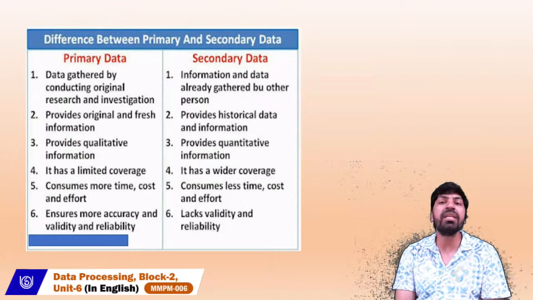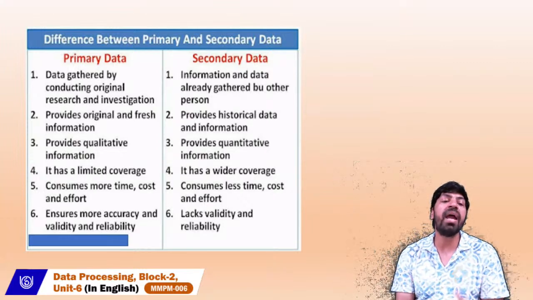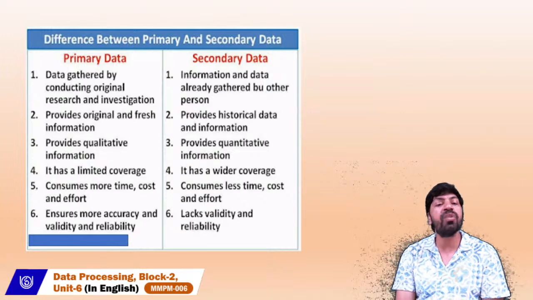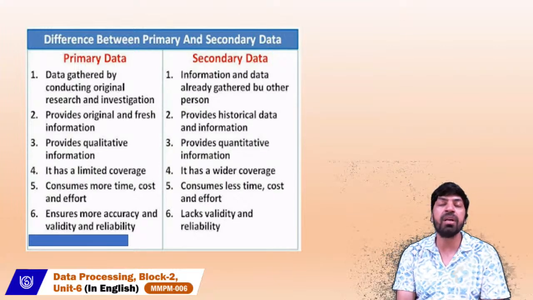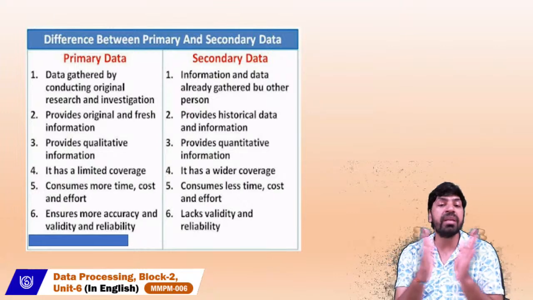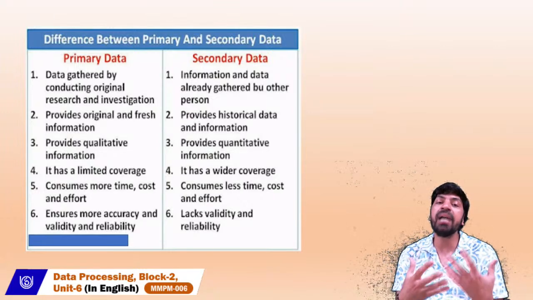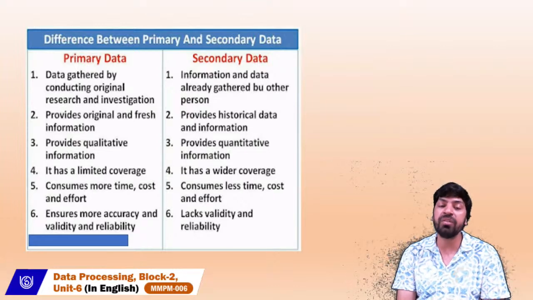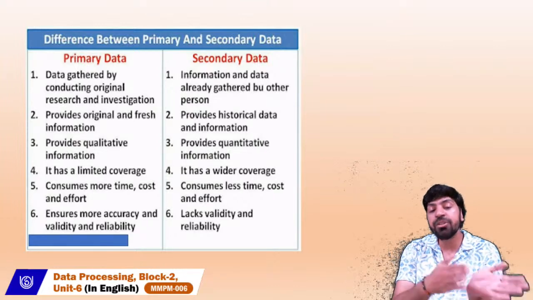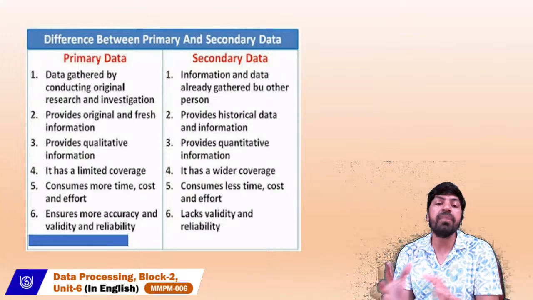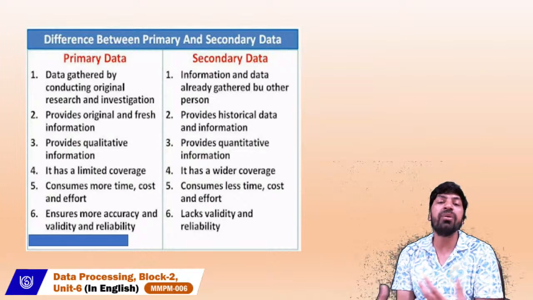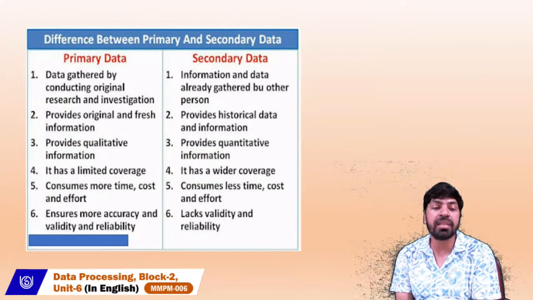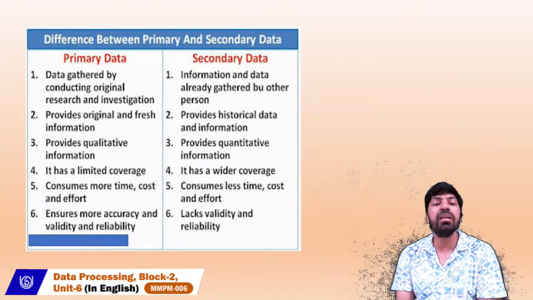Primary data ensures more accuracy, validity, and reliability. But secondary data lacks validity and reliability, because we don't know whether the data available on online sources is actually reliable or valid for the researcher, or whether the researcher has termed such sources valid and reliable for use in his or her own study. So that becomes the secondary data.